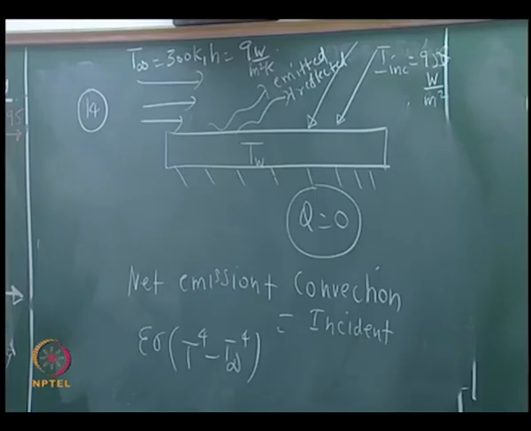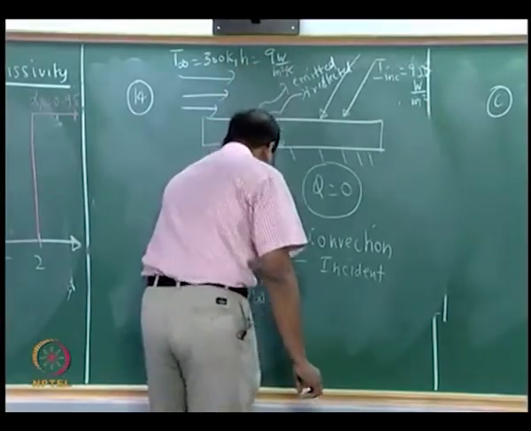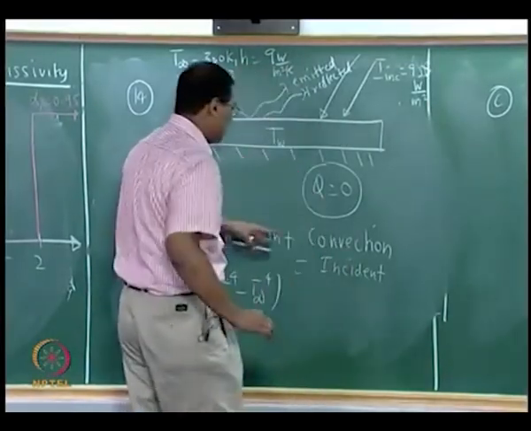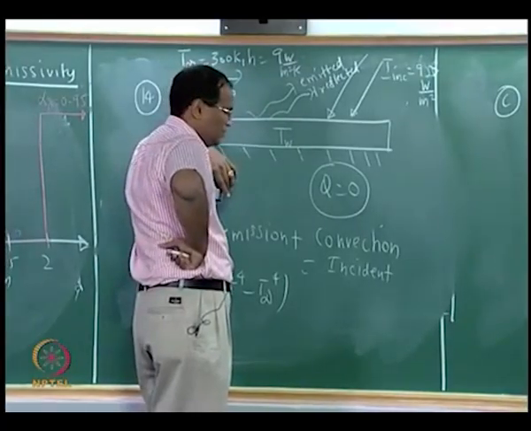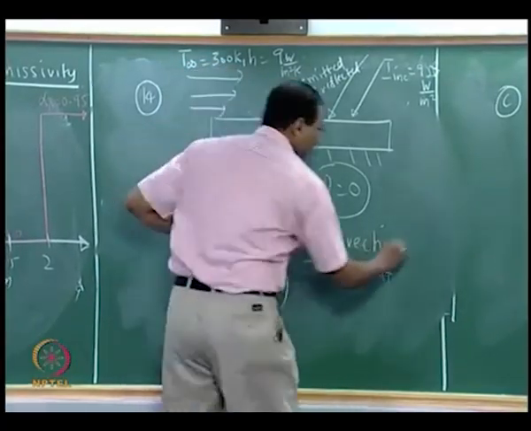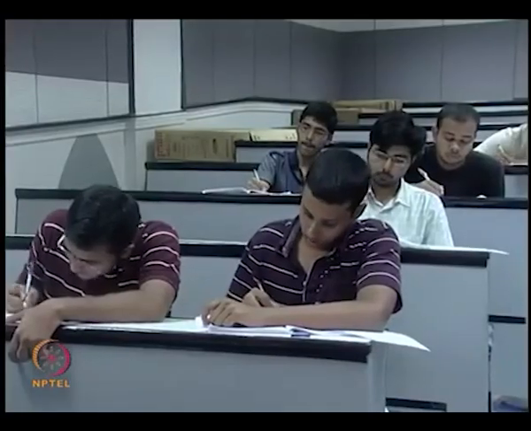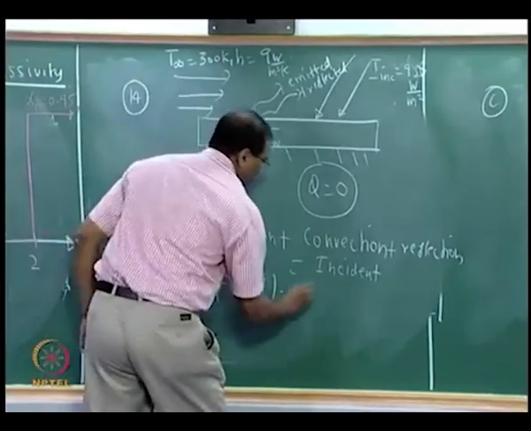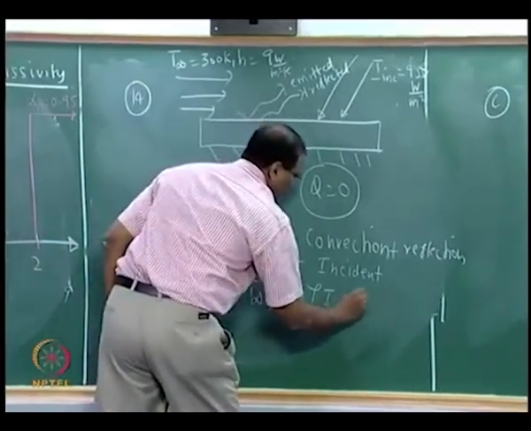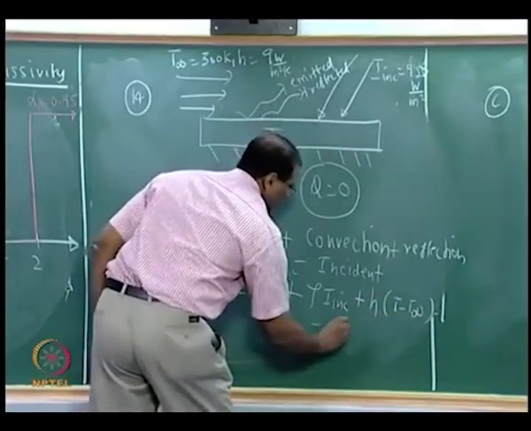There should be reflection on the left hand side. No, let me... Net emission, what is going out? No, plus reflection. Correct? Is it correct? Yeah, so don't leave the reflection. Plus rho times I incident plus h into T minus T infinity is equal to I incident.